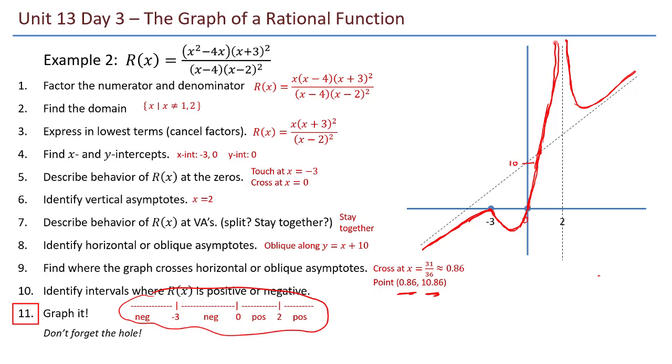All right, and the one thing that remains is the hole. Don't forget the hole. The factor that was common to the top and the bottom was x minus 4, so it looks like at x equals 4, there's a hole. So let's make a 4 there, and I'll put a hole right about there. There we go. That's a reasonable approximation for the graph of this function.